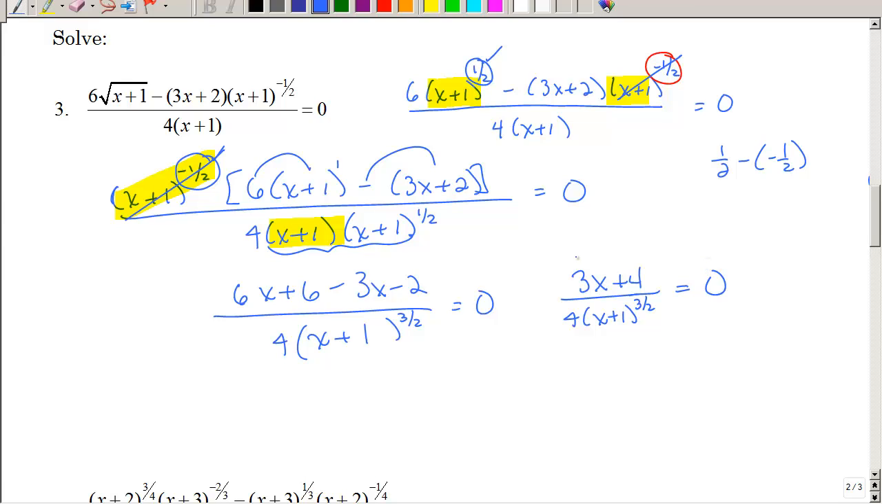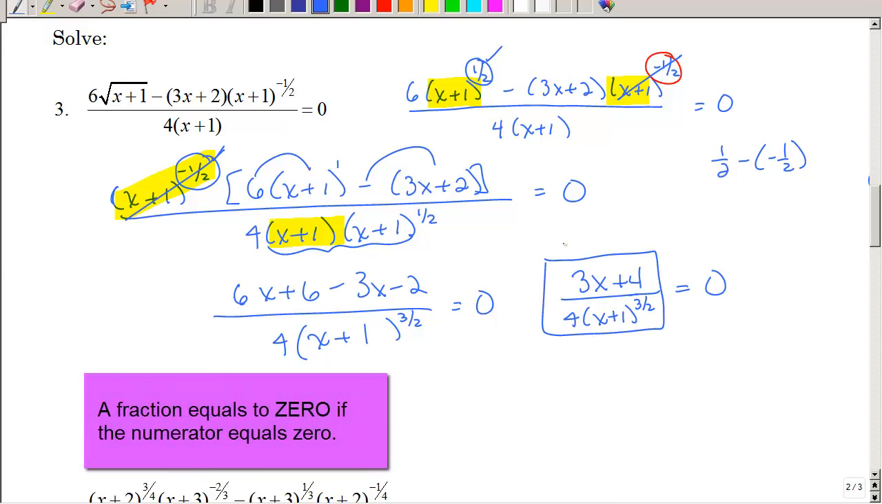Think about this. This is a fraction. The only time a fraction can equal 0 is when the numerator equals 0. The bottom can't be 0 because that would be undefined, but 0 divided by anything equals 0. So we're going to set the top equal to 0 and solve for x.